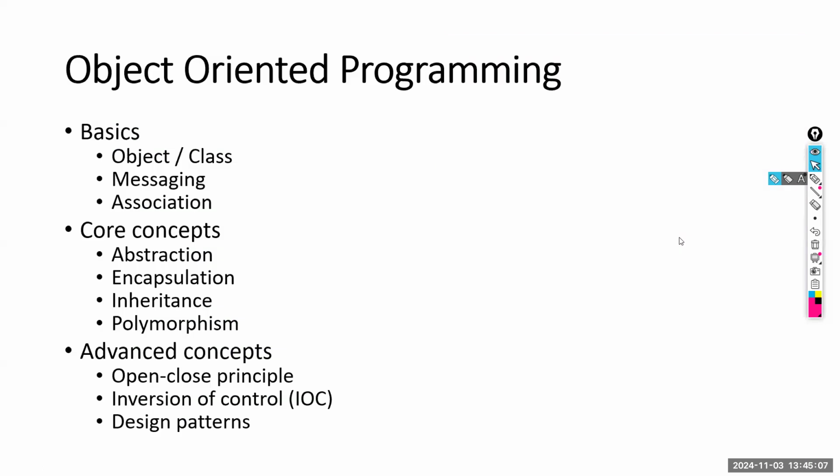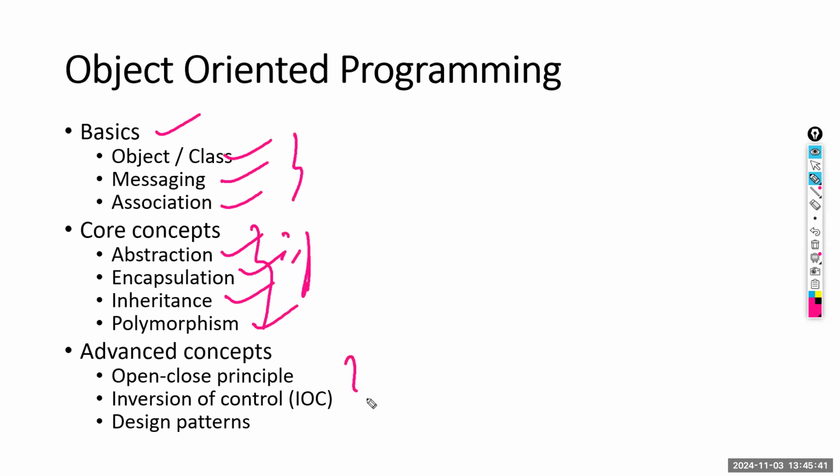Okay. Right. So these are the things that you must understand if you want to do object-oriented programming. So you need to understand the basics of object orientation. What is an object? What is a class? What is a message? What is an association relationship? So once you understand these things, you can go to the core concepts like abstraction, encapsulation, inheritance, polymorphism. So once you have reasonable confidence about these concepts, then you can think of what the open-closed principle is, what inversion of control is, what the design patterns are.